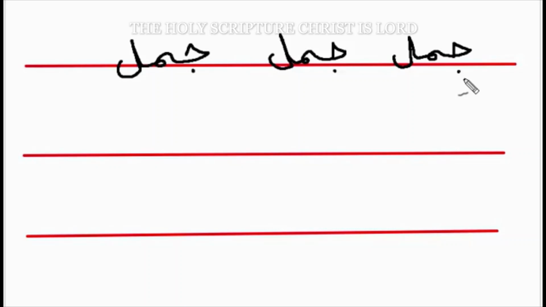What if I took the dot off from this same word? That will make it Hamal. You see why the dots are important? If I miss the dot, that will change the meaning. Jamal will become Hamal, and Hamal means the baby of the sheep. When the sheep has a new baby, we call it Hamal.